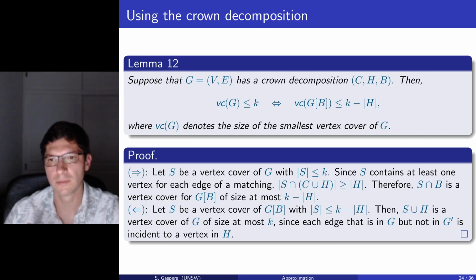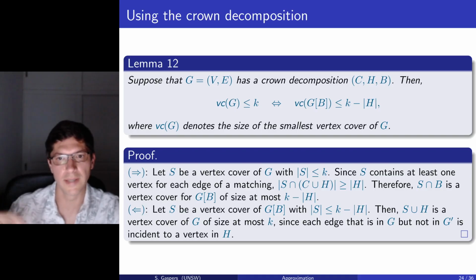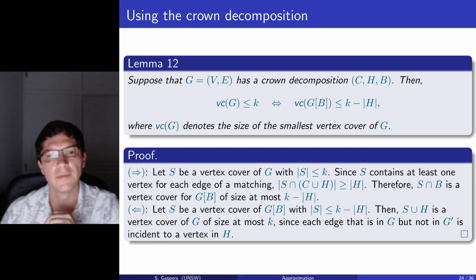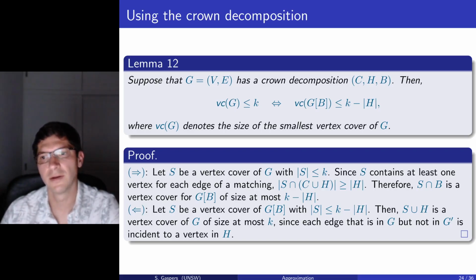So the first part of the proof is just because we need at least cardinality of H many vertices to deal with the edges of the matching. And those will not help us cover anything in the body. And now the second part of the proof is that if we have a vertex cover of the graph induced on the body of size at most k minus H, then just adding H to this vertex cover gives us a vertex cover for G. Because we observed that the head covers all the edges that are not in B, so it covers all the remaining edges.